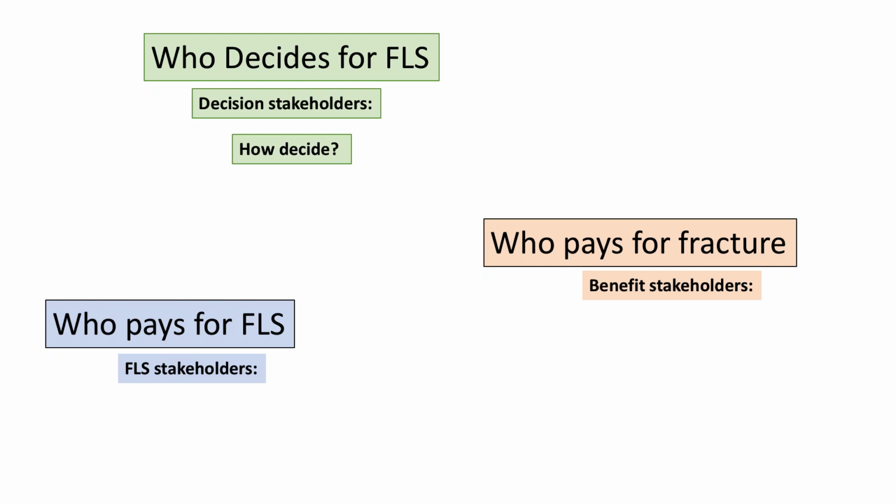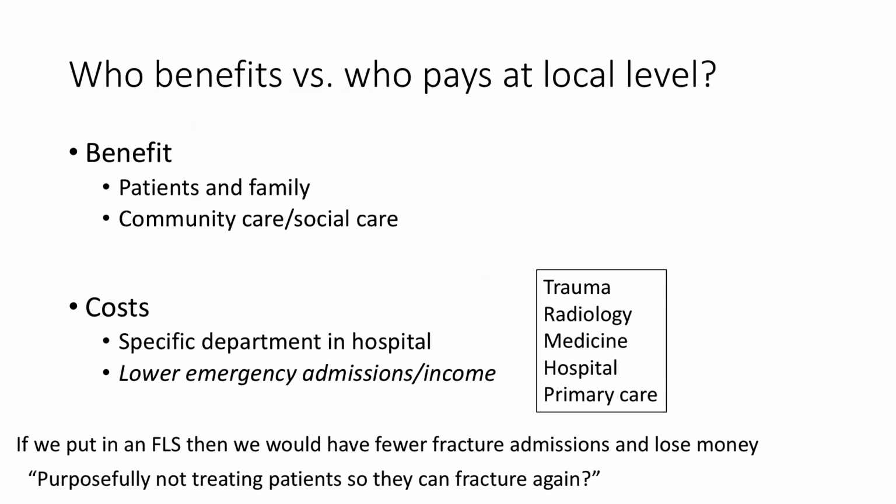the people in blue who actually pay for the FLS. So one may have to tailor the message and a different approach to let the people who pay for the FLS prioritize it. And finally, we need to know who's going to benefit from the FLS, and to do that, we need to know who's paying for the fractures. And this is one of the problems with FLS: the people who benefit are often the people who don't pay for the FLS. So, for example, the benefits are clearly for the patients and family, often in community care and social care. The costs for the FLS are usually borne by specific departments in the hospital.